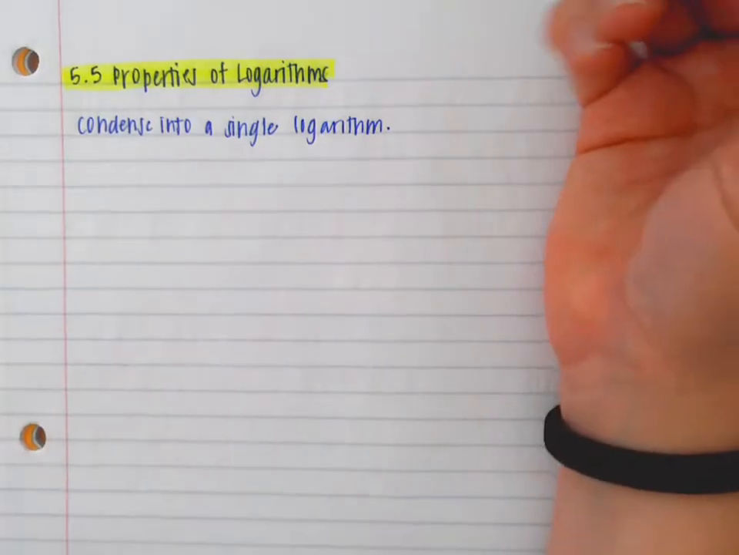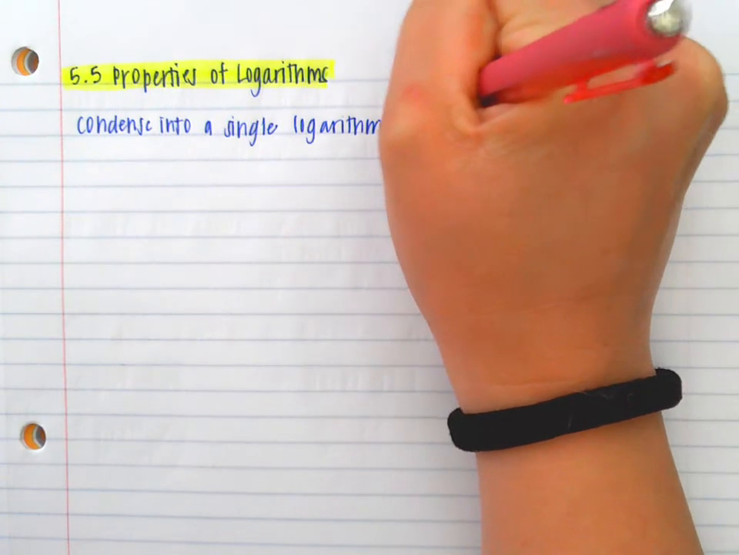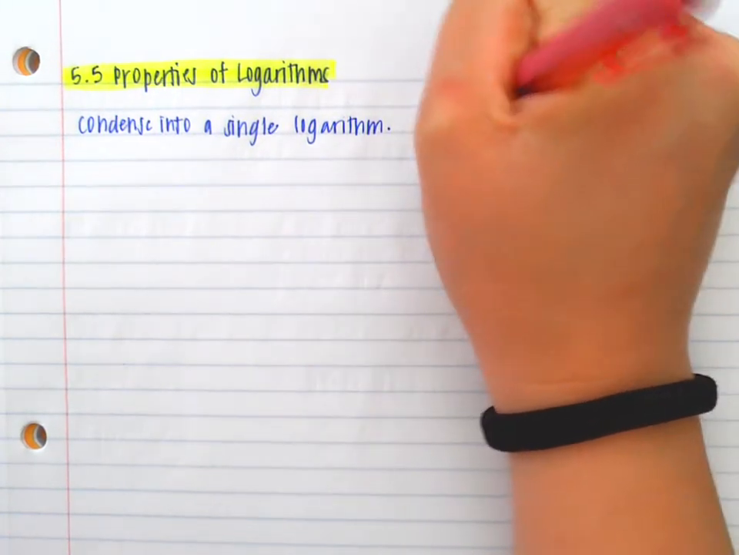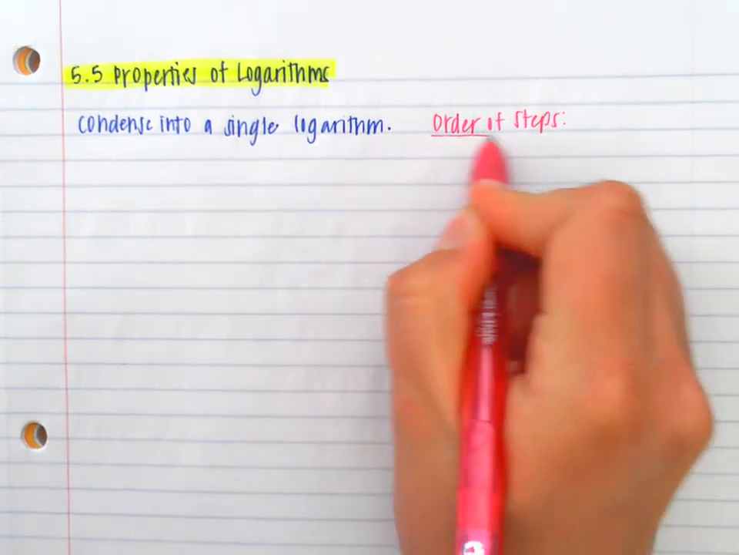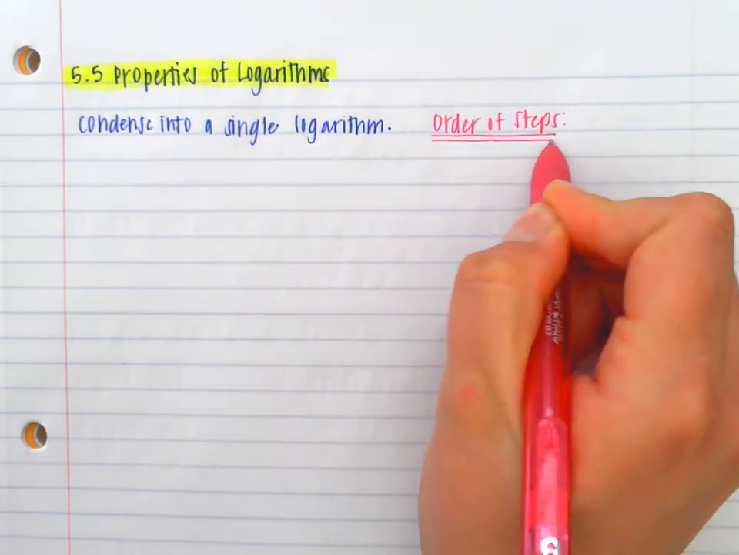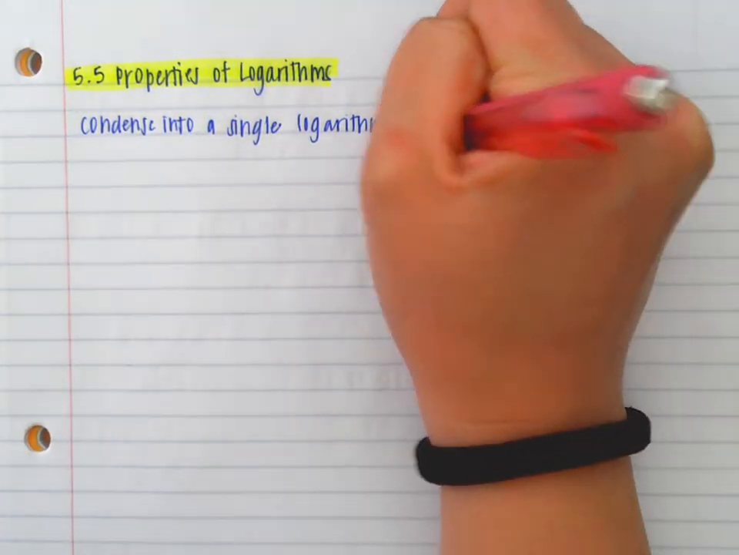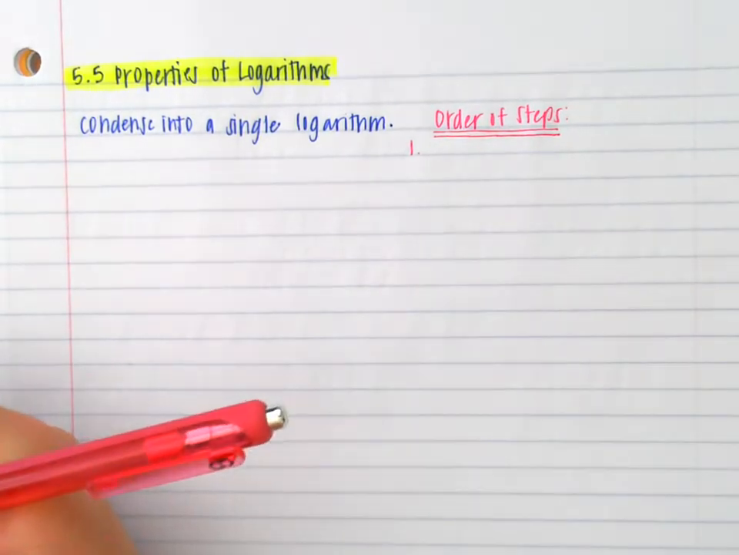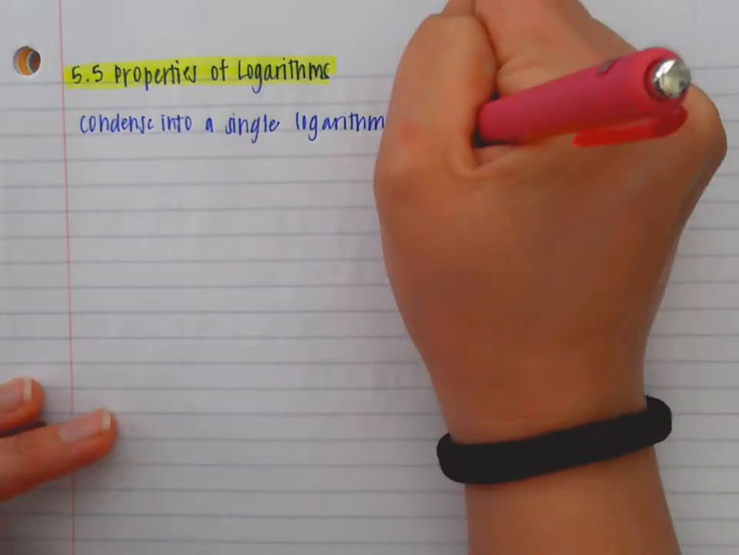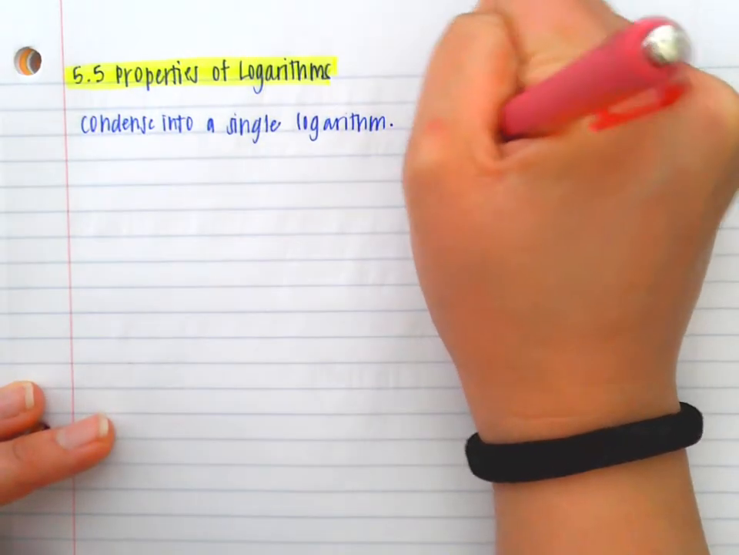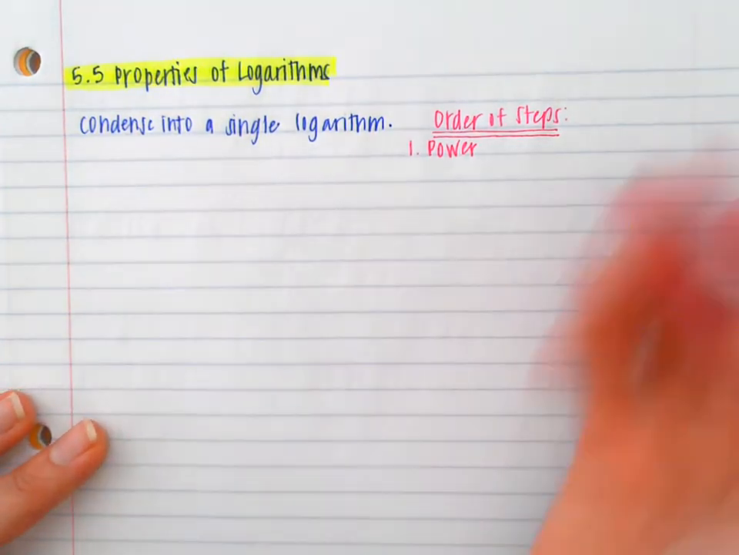Okay, so first thing we're going to do, always, I'm going to write order of steps. The beeping's going to be the death of me today. Okay, so the first thing you're always going to do is apply the power property. And remember, that's either moving the power from the front to the back, or vice versa, back to the front.